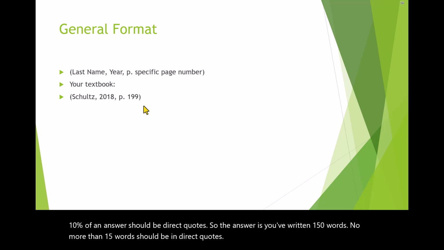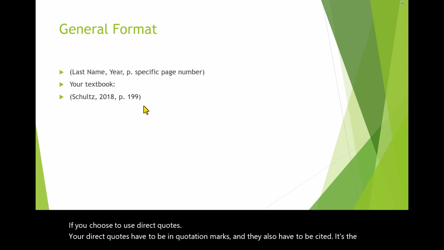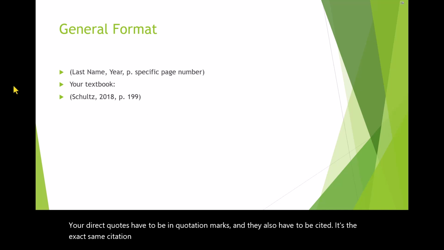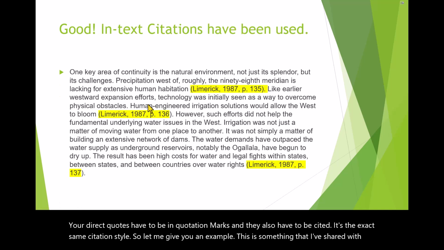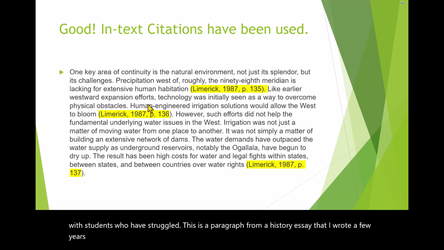If you choose to use direct quotes, your direct quotes have to be in quotation marks, and they also have to be cited. It's the exact same citation style. So let me give you an example. This is something that I've shared with students who have struggled. This is a paragraph from a history essay that I wrote a few years ago. I actually wrote it using Turabian format. I just changed it to APA format.